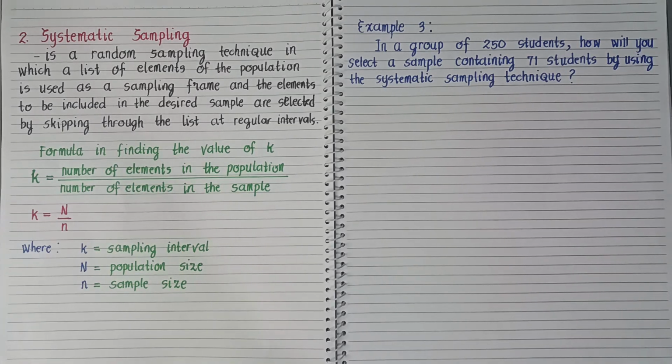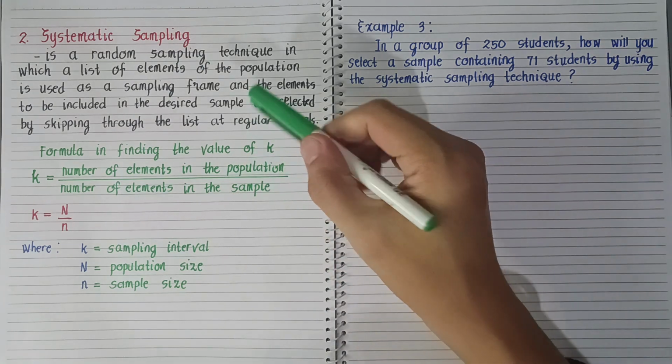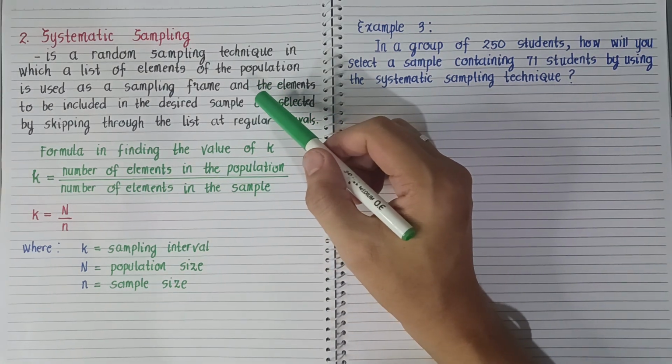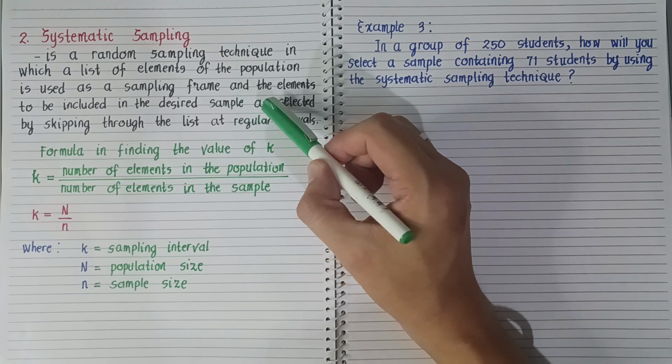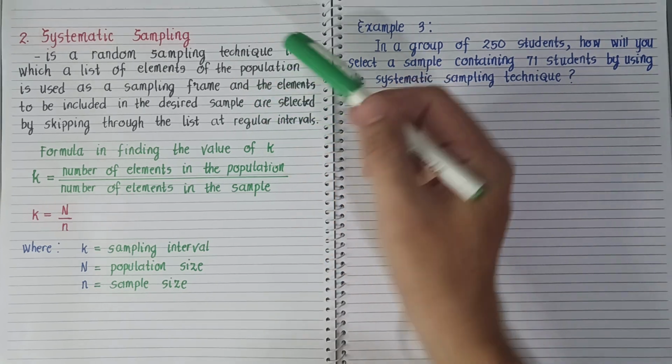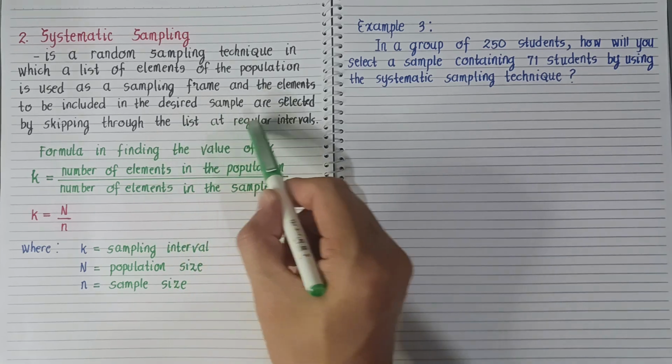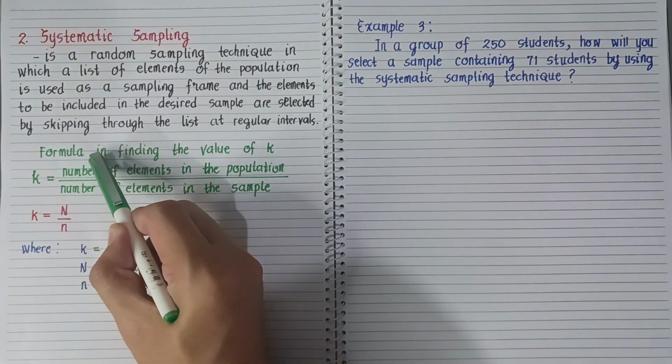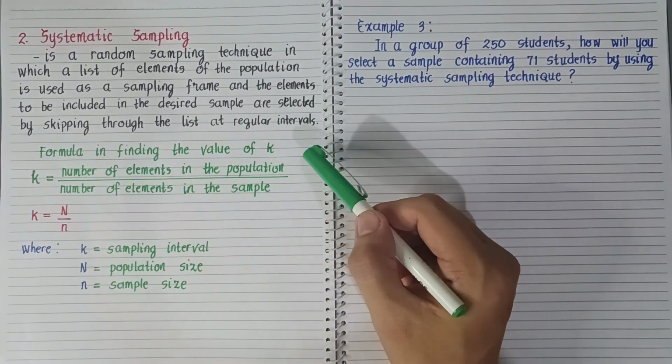Another type of sampling technique is systematic sampling. Okay? So, let's define what is systematic sampling. Is a random sampling technique in which a list of elements of the population is used as a sampling frame and the elements to be included in the desired sample are selected by skipping through the list at regular intervals.